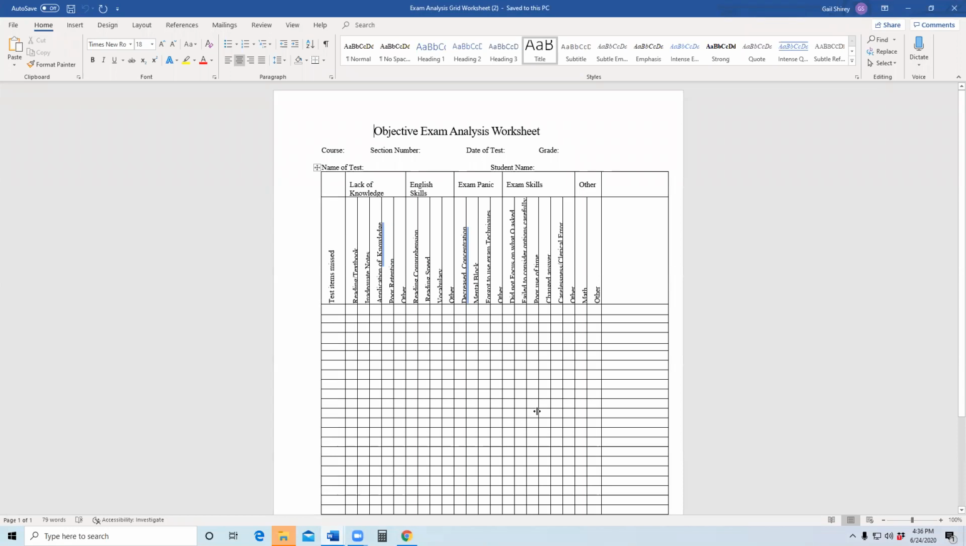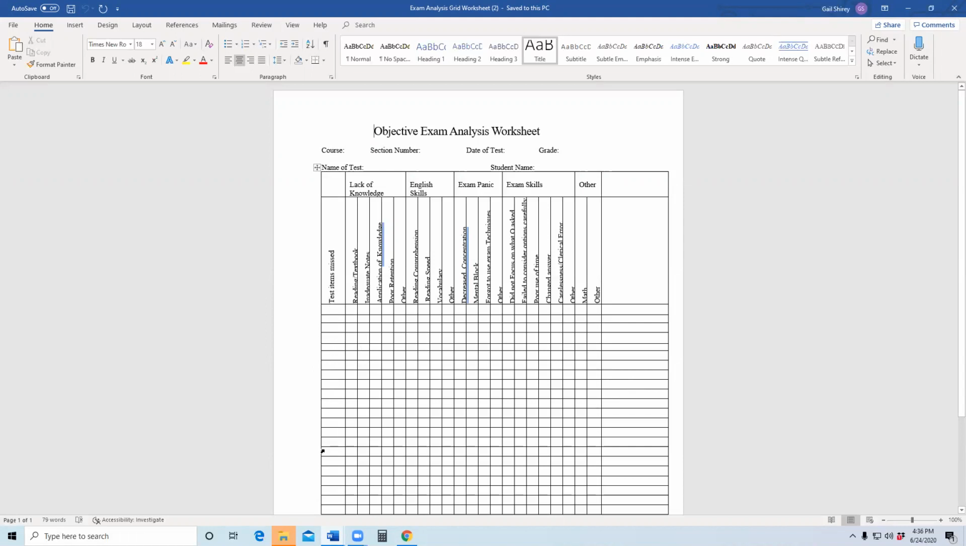We're going to go over the objective exam analysis worksheet. This worksheet, or as I refer to it, the grid sheet, is what you need to complete after you complete your test. So for the most recent test that you have done in our class, you will need to look at the questions, and basically you're going to identify which ones you got wrong and list them on the left-hand column right here.